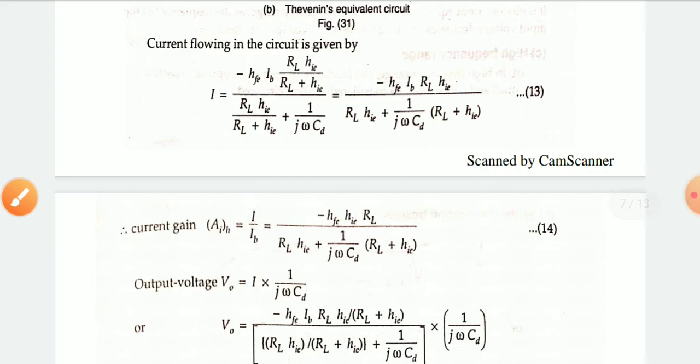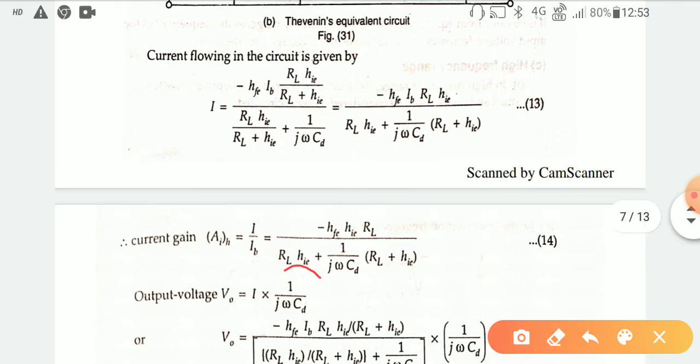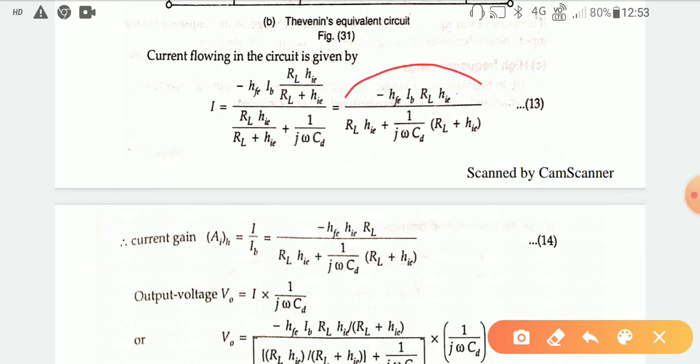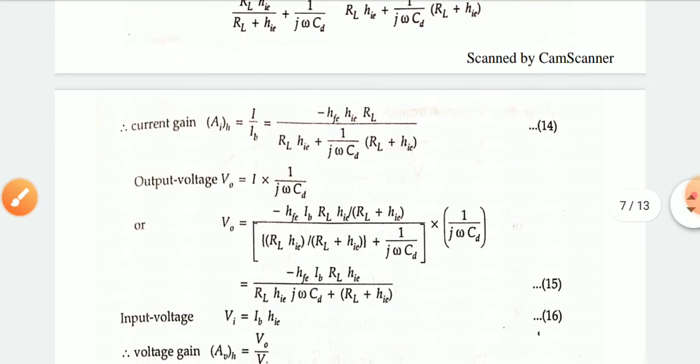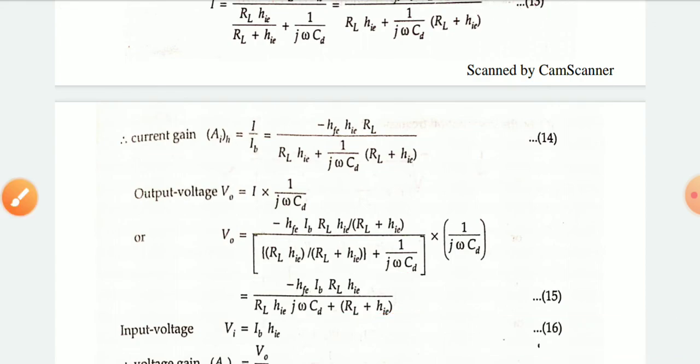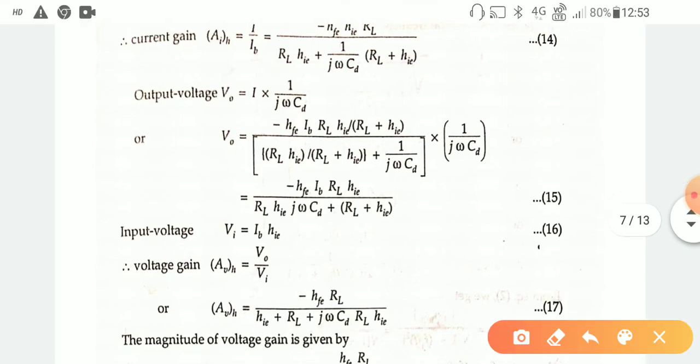XC is defined as 1 by j omega C, and in this case C is CD. So this X is multiplied with I to get the output voltage. So I into 1 by j omega CD, and you just put the value of I, which you already got from equation number 13. Put this value here to get the ultimate expression for V0. And Vi, as you already know, is the input current multiplied with the input impedance, so this is Ib into h of ie.